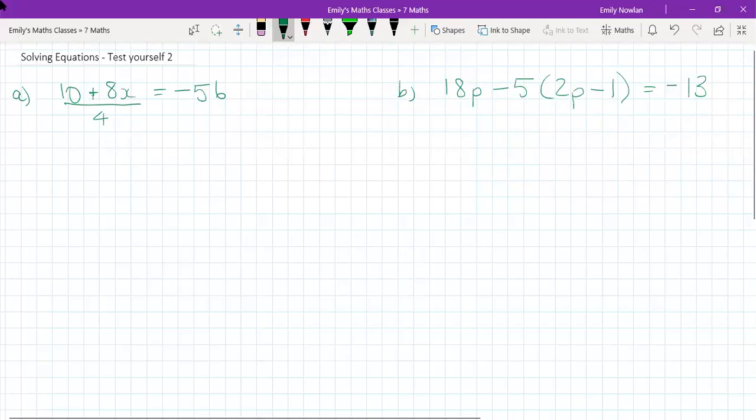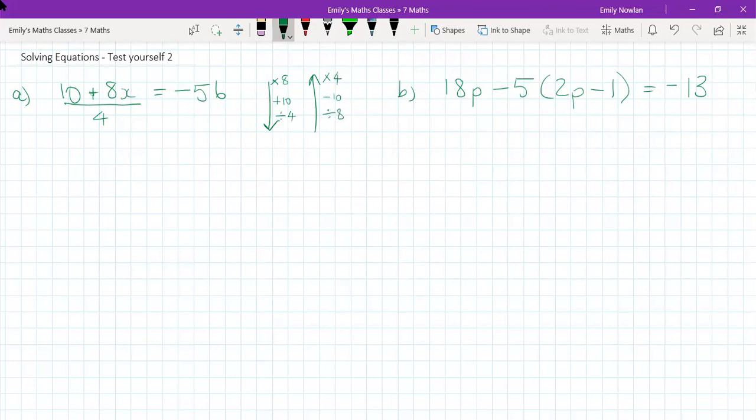Okay, here's second test yourself. Nice straightforward one to begin with. Well, not as straightforward as before, but still fairly straightforward. What happened to the x? It got times by 8. Then we had 10 added to it, and then it was divided by 4. So how do we undo that? We have to times by 4, minus the 10, divided by 8.